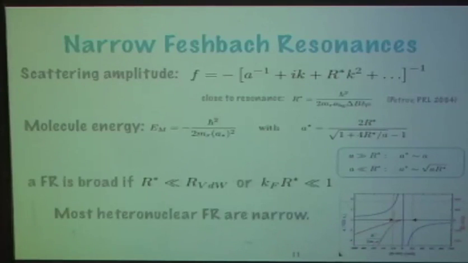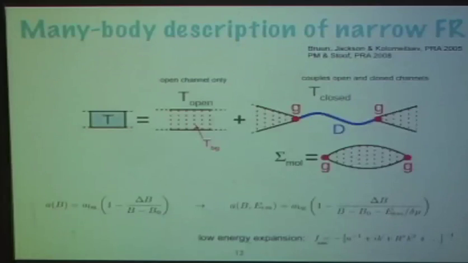Okay, so in general, a Feshbach resonance can be termed broad, in a two-body context, when the range is much smaller than the van der Waals range. Or in a many-body context, when k_F, the inverse distance between particles, times R is much smaller than 1. And it turns out that most heteronuclear Feshbach resonances are actually narrow. So extending the previous theories to narrow resonances is important to understand heteronuclear Feshbach resonances in general. Okay, how to go on with narrow Feshbach resonances?